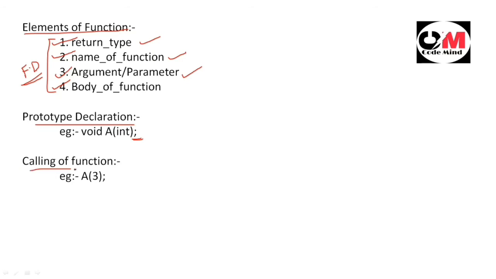Calling of a function is a(3), meaning a is the function name and 3 is the parameter we are passing, and 3 is of the integer type. So this function is not returning anything because the result is not stored anywhere. For example, if we write c = a(3), then whenever we call this function it will return something which is to be stored in c, depending upon the data type of c.